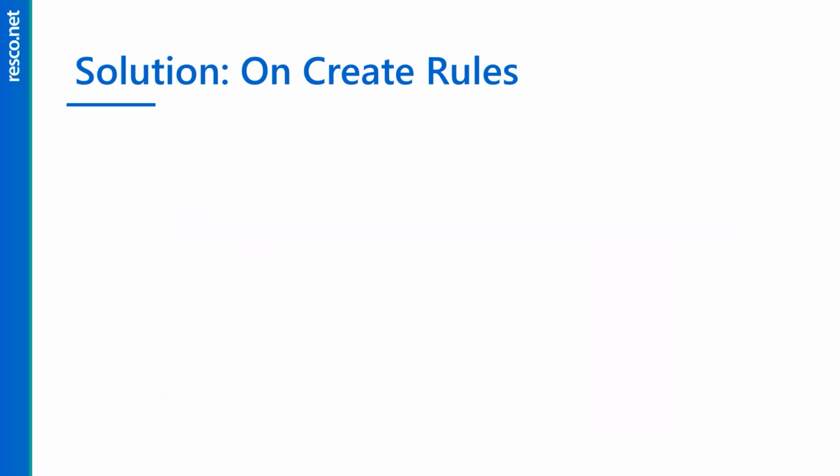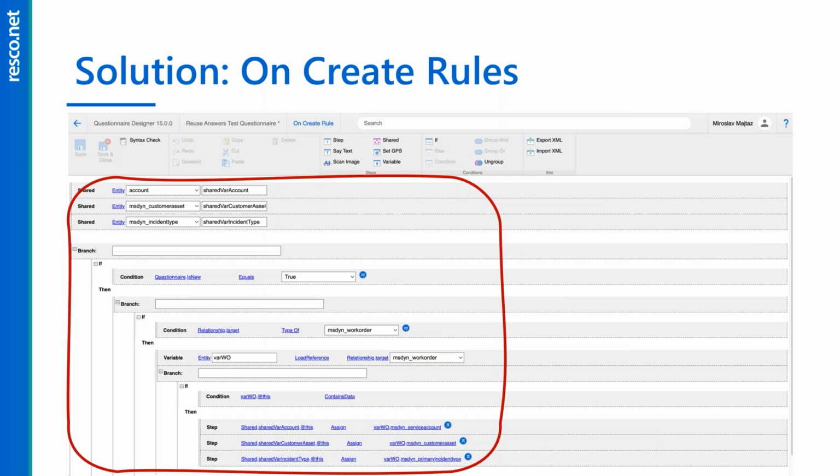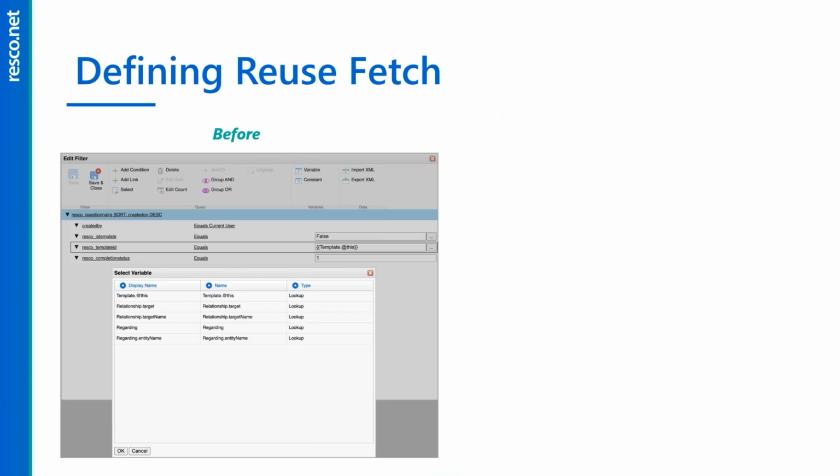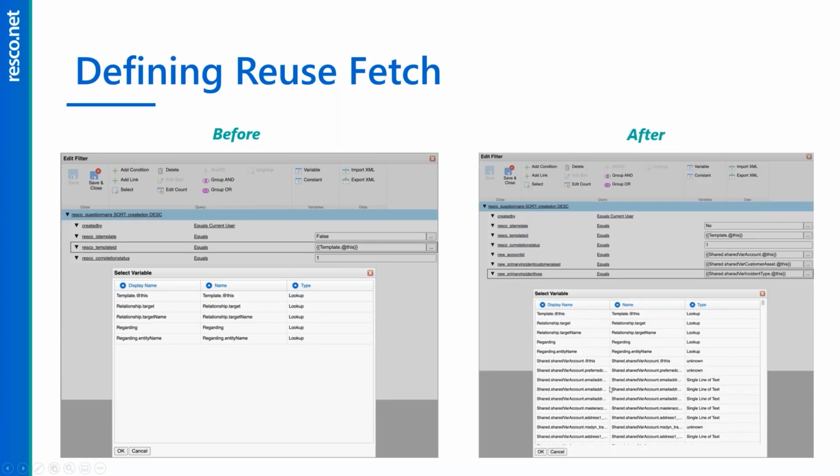They allow us to define variables and rules that can fill those variables at the moment of questionnaire record creation, and thanks to that, they can be used by the reuse fetch. So on the screenshot, we see an onCreate rule with variables and logic defined that will allow us to write a more precise reuse fetch. So before, the situation was that only a couple of variables were available. After I define variables and rules in the onCreate rule, I can see the list of variables is now longer.